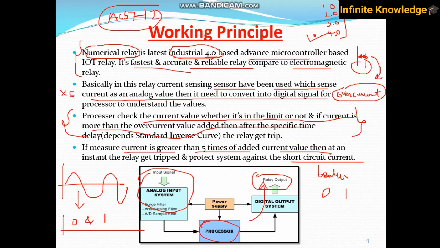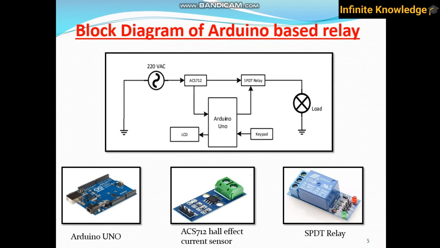Now we are going further. This is the basic block diagram of the Arduino based relay. Here is a 220 volt, or 230 volt, system. This is the ACS712 current sensor. It senses the current and gives the value to the Arduino to calculate the time.